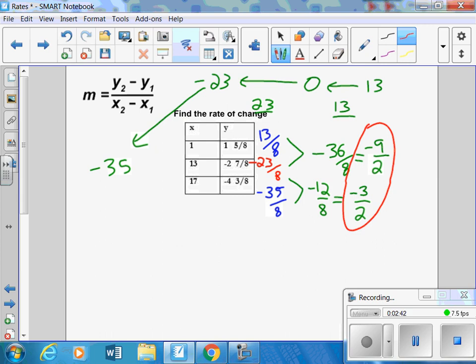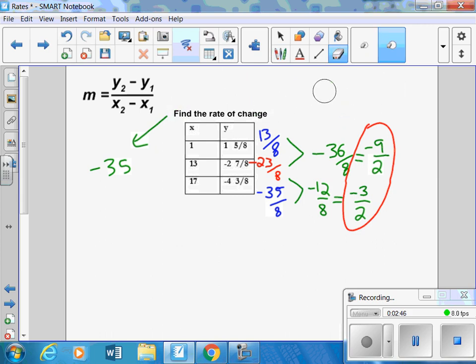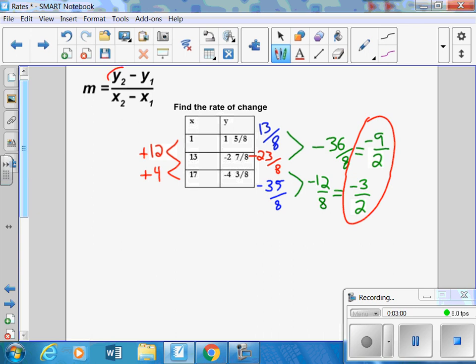Now the change in x is a little bit easier. All right, so if we look, we're going from positive 1 to positive 13. That's plus 12. Positive 13 to positive 17. That's plus 4. Now, to figure out the rate of change, we've got to take the change in y and divide by the change in x.